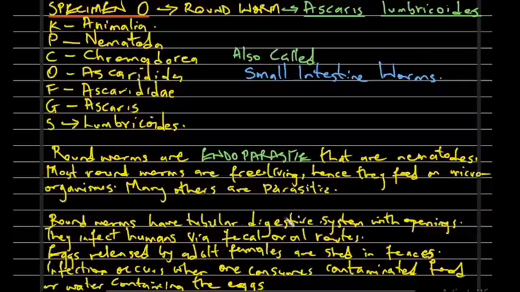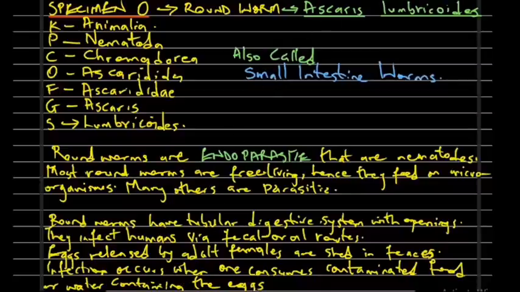Roundworms have a tubular digestive system with openings on their heads. They infect humans via the fecal-oral route. That is when humans get exposed to feces that contain their eggs. So the eggs released by adult females are shed in feces, and then infection occurs when one consumes contaminated food or water that contains the eggs of these roundworms.